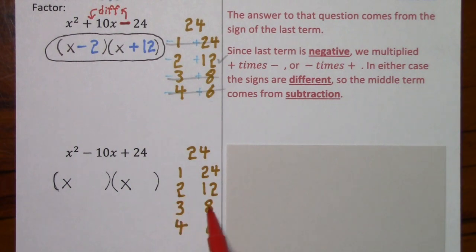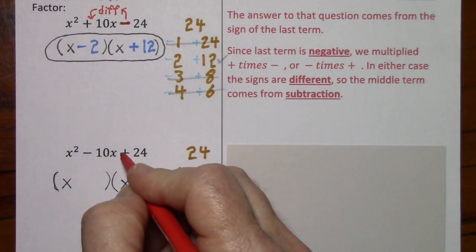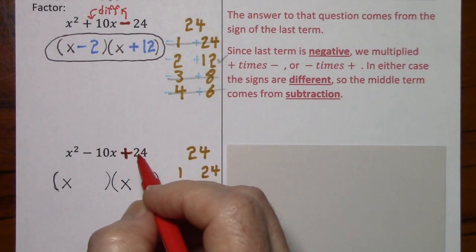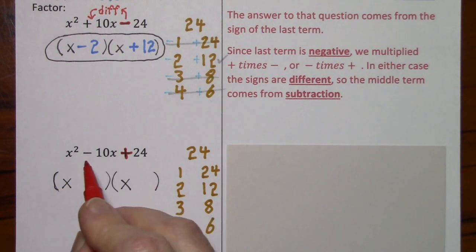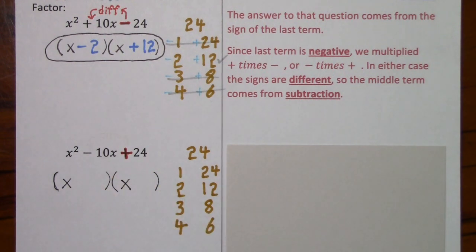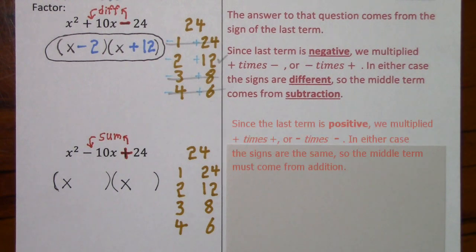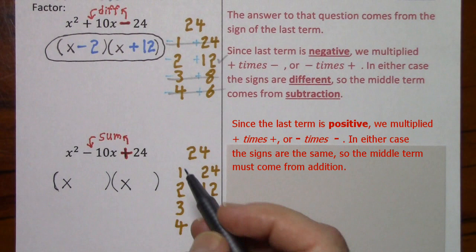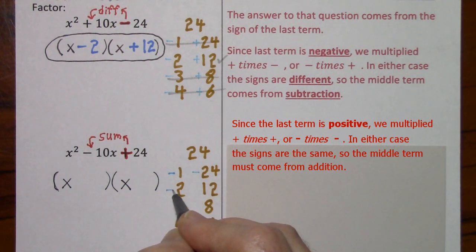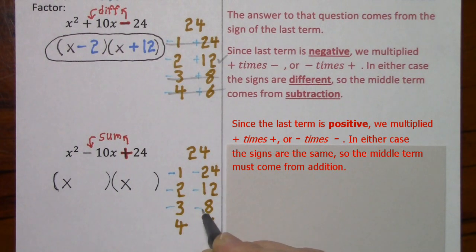To decide if we're going to add or subtract these two terms, we look at the sign in front of our last term. This is the result of multiplication. If it's positive, we multiplied positive times positive or negative times negative. In either case, the signs are the same, so the middle term must come from addition. So if we want to add and get a negative value, both numbers must be negative, whichever factor pair we choose.